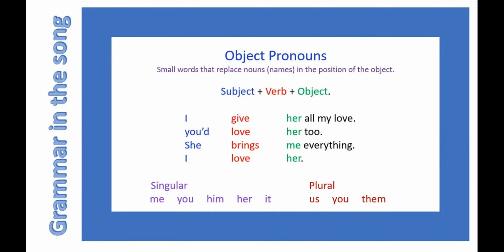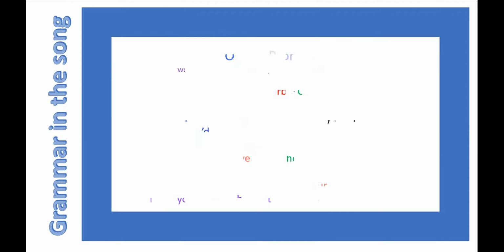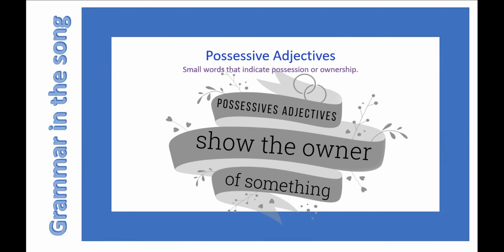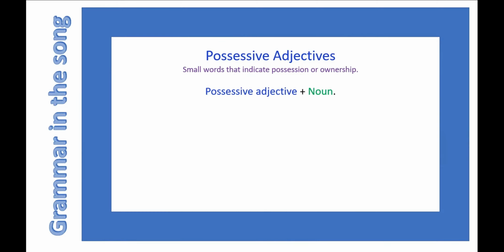After object pronouns, we are going to see possessive adjectives. Let's go with them. Possessive adjectives are small words that indicate possession or ownership. They indicate whom an item belongs to. The way we use them is by placing them before a noun. They are, in the singular, for the first person, my, for the second person, your, for the third person, his, her, or its, and in the plural, our for the first person, your for the second person, and their for the third person.